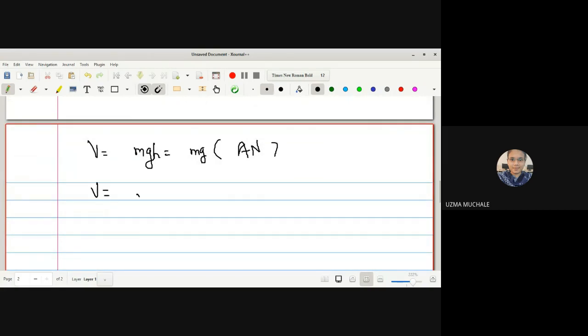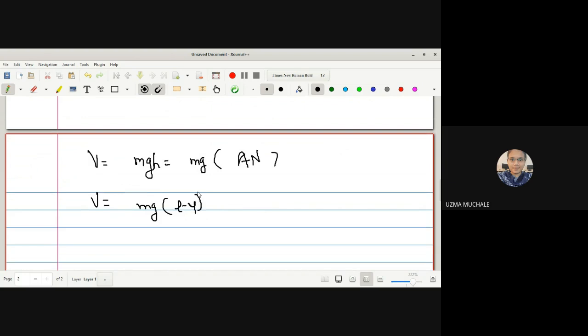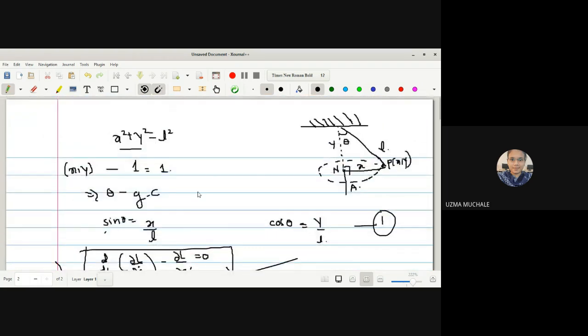So V is equal to mgh. You can find out h with the help of L minus y, the length of the string minus the y coordinate, which will give you the value of h. This is the length of the string minus this one. If you subtract the y coordinate from the length of the string, you can get the value of h. Is the point clear?